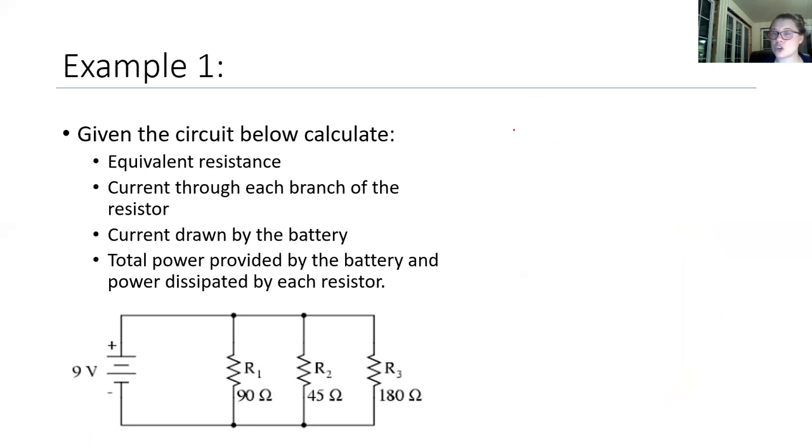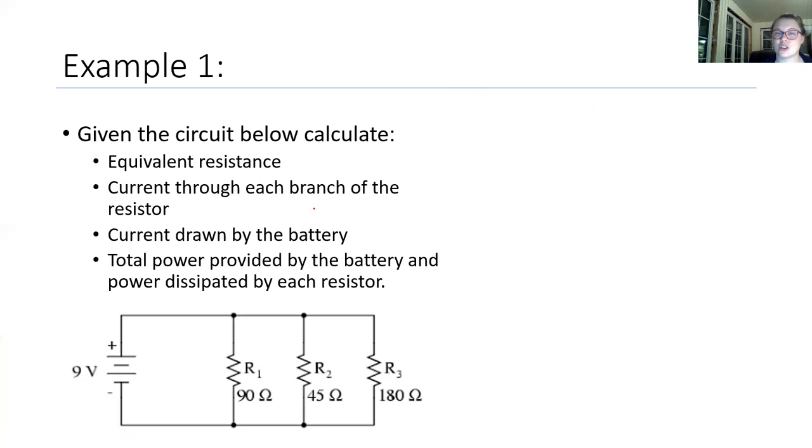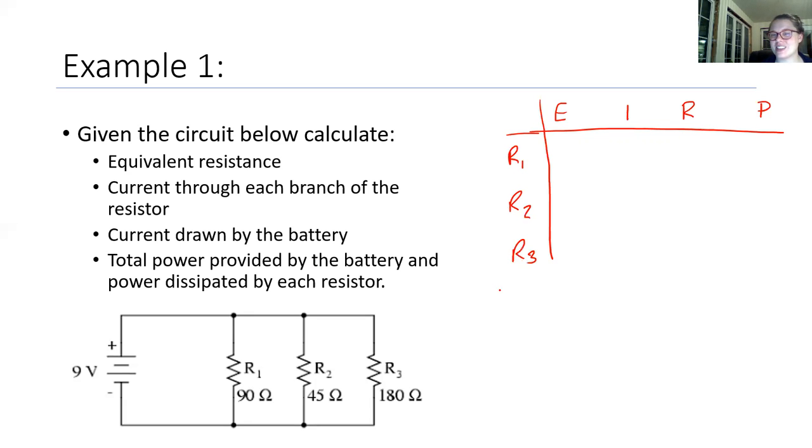Then I'm going to build the chart. Actually, we might as well build the chart now. So we need to find current. We need resistance, current through each branch, current drawn from the battery, and total power dissipated. So we're going to need E, I, R, and P. Maybe the way to do it is to do my headings first. And then we have R1, R2, R3, and our source.